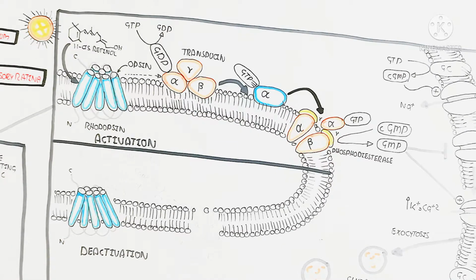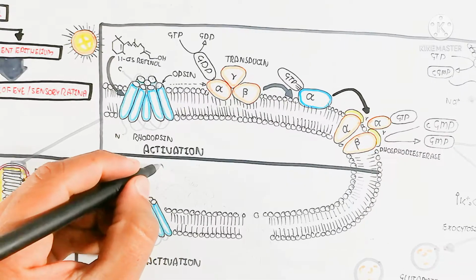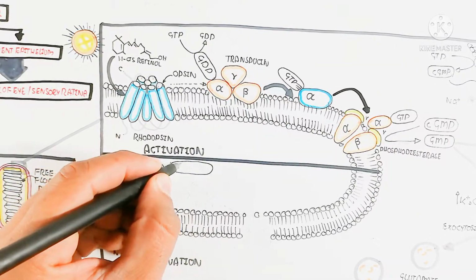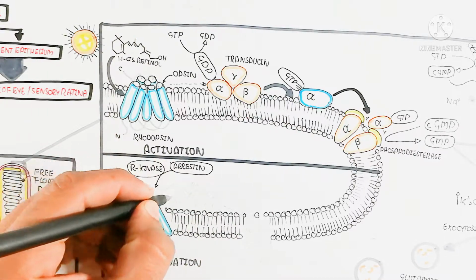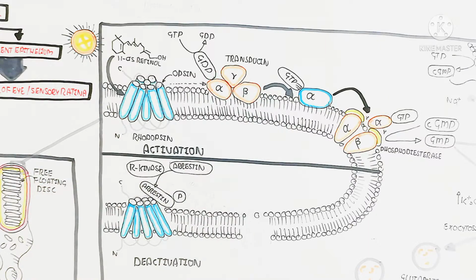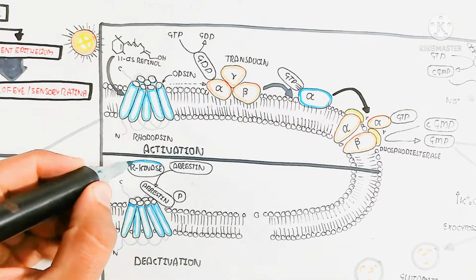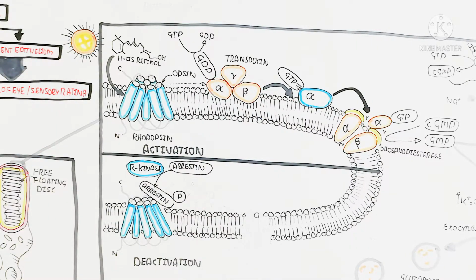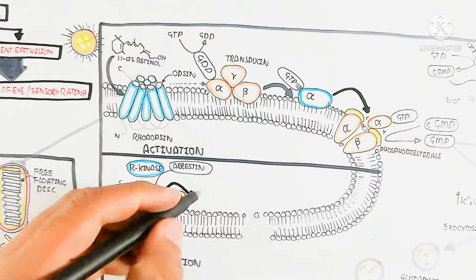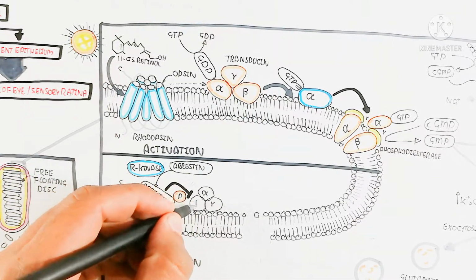be activated. But let's begin to understand the deactivation of this rhodopsin. The rhodopsin kinase enzyme activates the inactive arrestin by phosphorylation, and that will bind with the rhodopsin to inhibit it and detach the 11-cis retinol, the vitamin A.